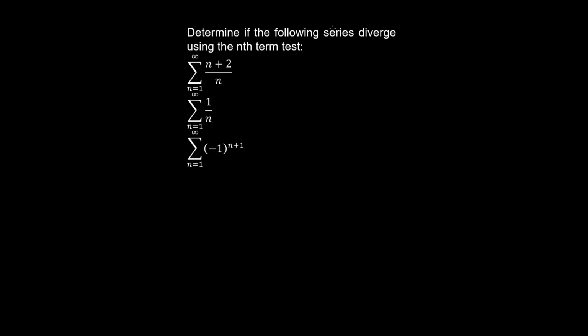Let's determine if the following series diverge using the nth term test. And this is one of the tests that we use for infinite series, where there's no closed form equation for the partial sum. Well, this test tells us to take the limit of the sequence that corresponds to this series. And in this case, it's equal to 1. And because it's not equal to 0, the series diverges.